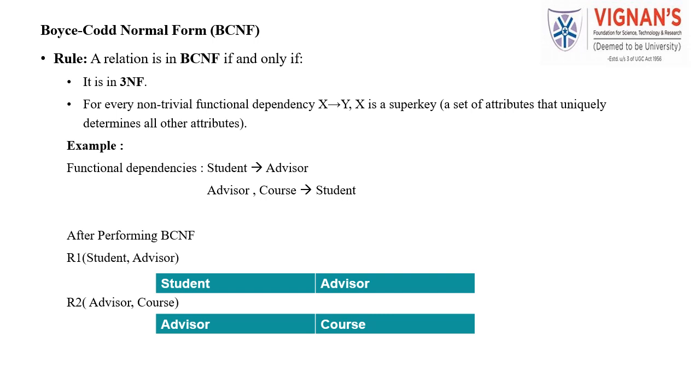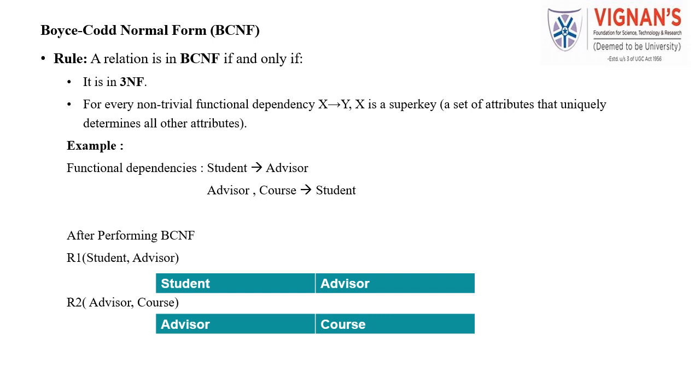Why is 3NF not enough here? 3NF allows some dependencies where the determinant is not a superkey. But BCNF is stricter and does not allow this. That is why BCNF is needed.